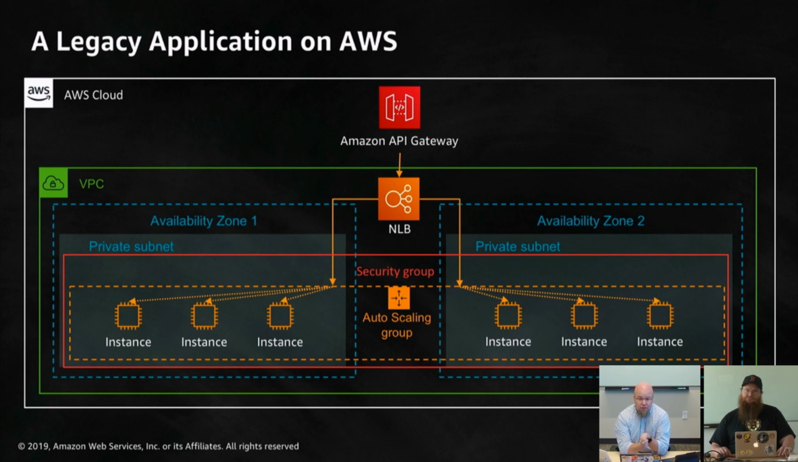You want your instance to run in a private subnet. That helps with security. And then you see we've got security groups and auto-scaling groups. The idea is that as the API Gateway is routing data, it's load balanced across multiple instances and multiple availability zones. So you've got an application that's scaling and in multiple availability zones, so it's redundant and reliable.